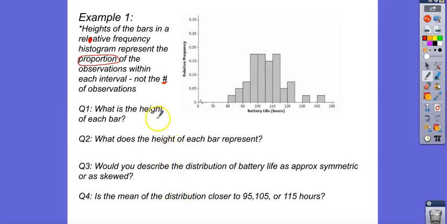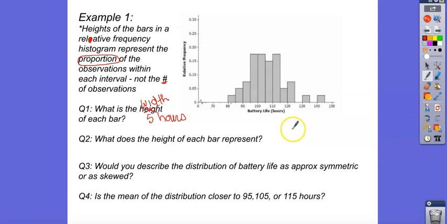They want to know what's the height of each bar. Or I'm sorry, the width. That should be the width in the question on your exercise. What is the width? The width right here is 5, and it's in hours. 5 hours. Okay, let me write that down so I can correct the slide for next time.